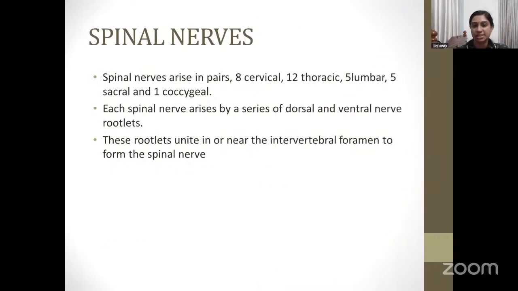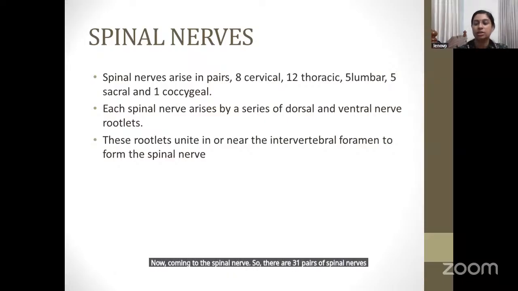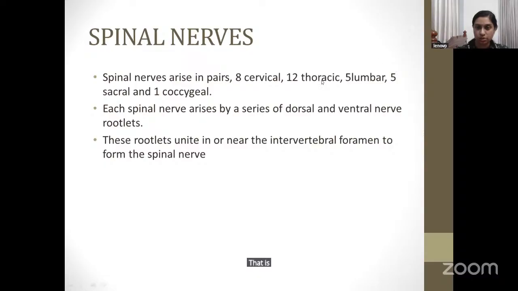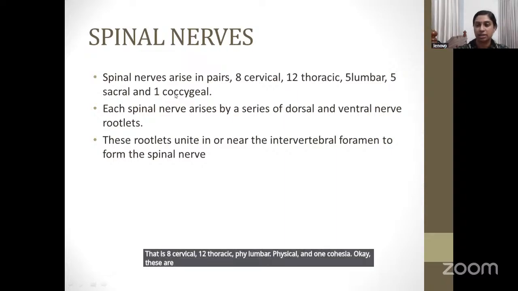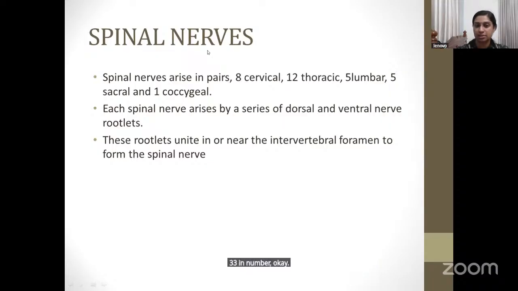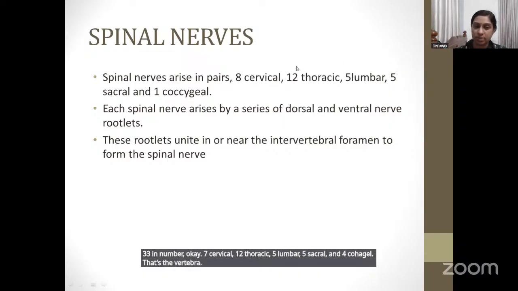Now coming to the spinal nerves. There are 31 pairs of spinal nerves: 8 cervical, 12 thoracic, 5 lumbar, 5 sacral, and 1 coccygeal. And the vertebrae are 33 in number: 7 cervical, 12 thoracic, 5 lumbar, 5 sacral, and 4 coccygeal. That's the vertebrae. Here we are talking about the spinal nerves.